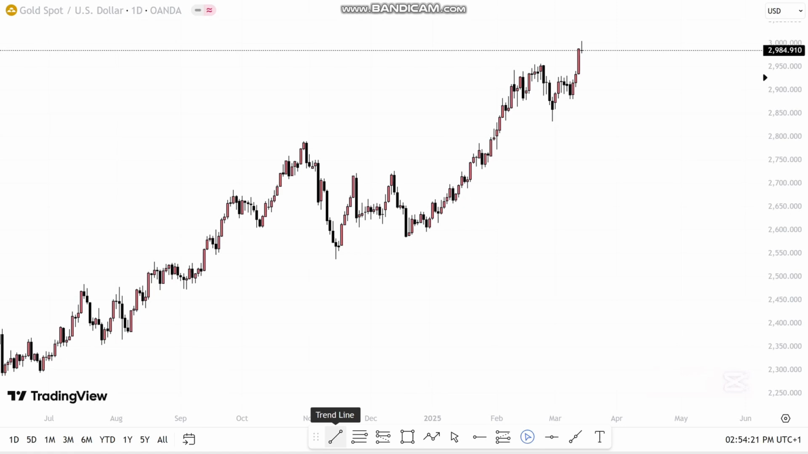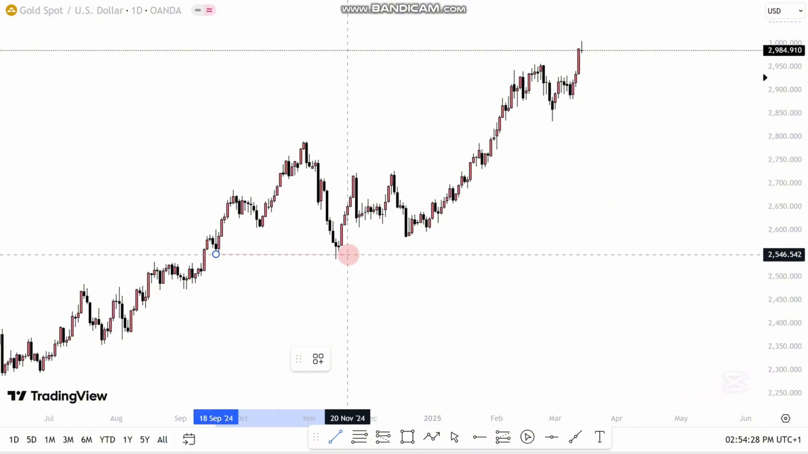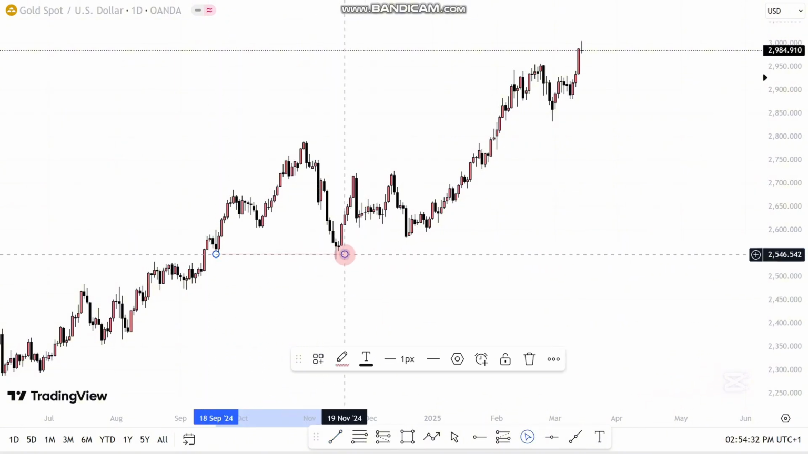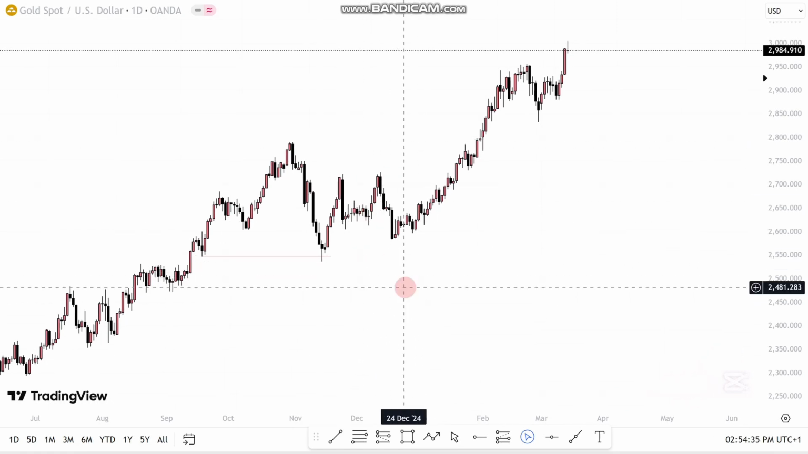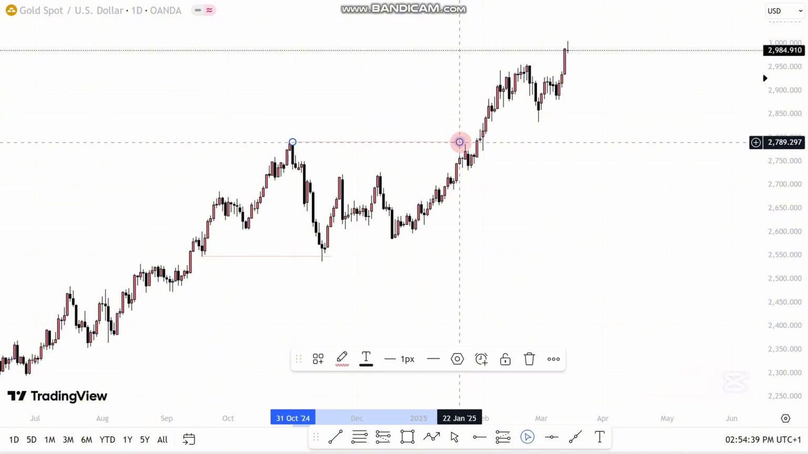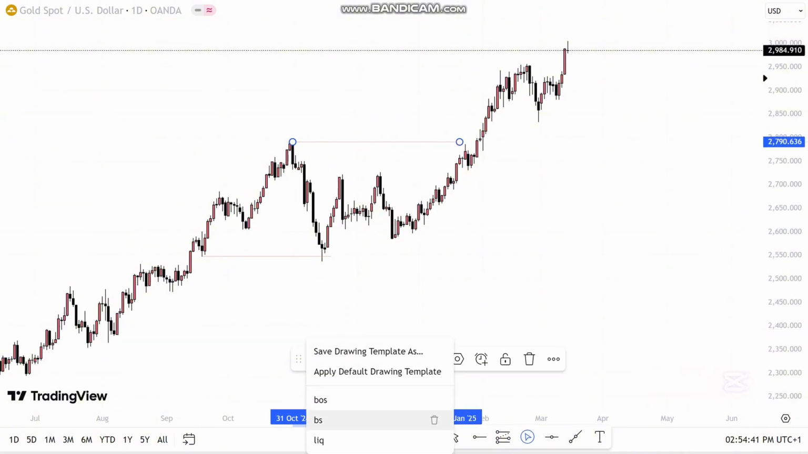If you look here, gold recently grabbed this low around the 18th. This low was formed around September, then in November it grabbed it, and after grabbing this low, what happened? Price just went ahead to break structure to the upside to continue the bullish trend.